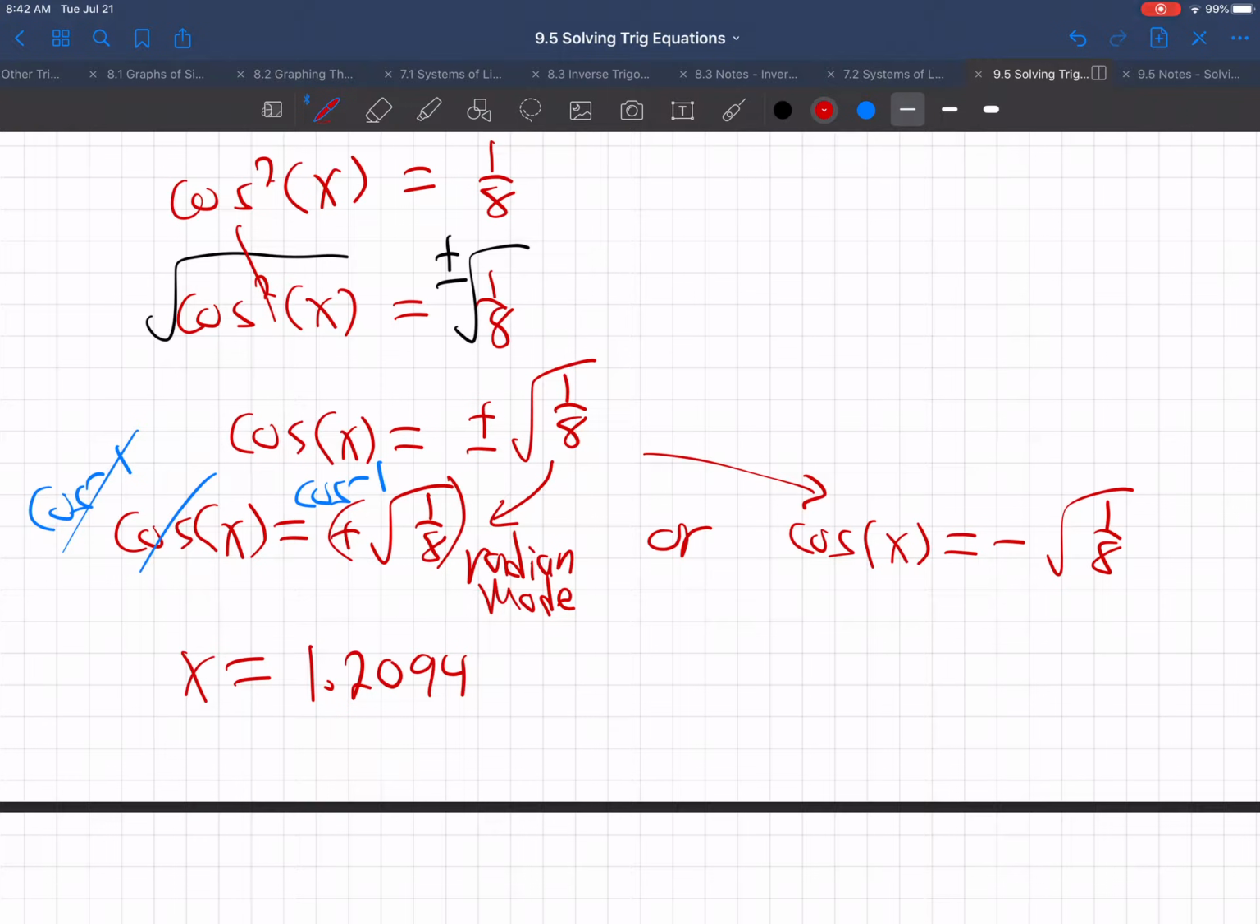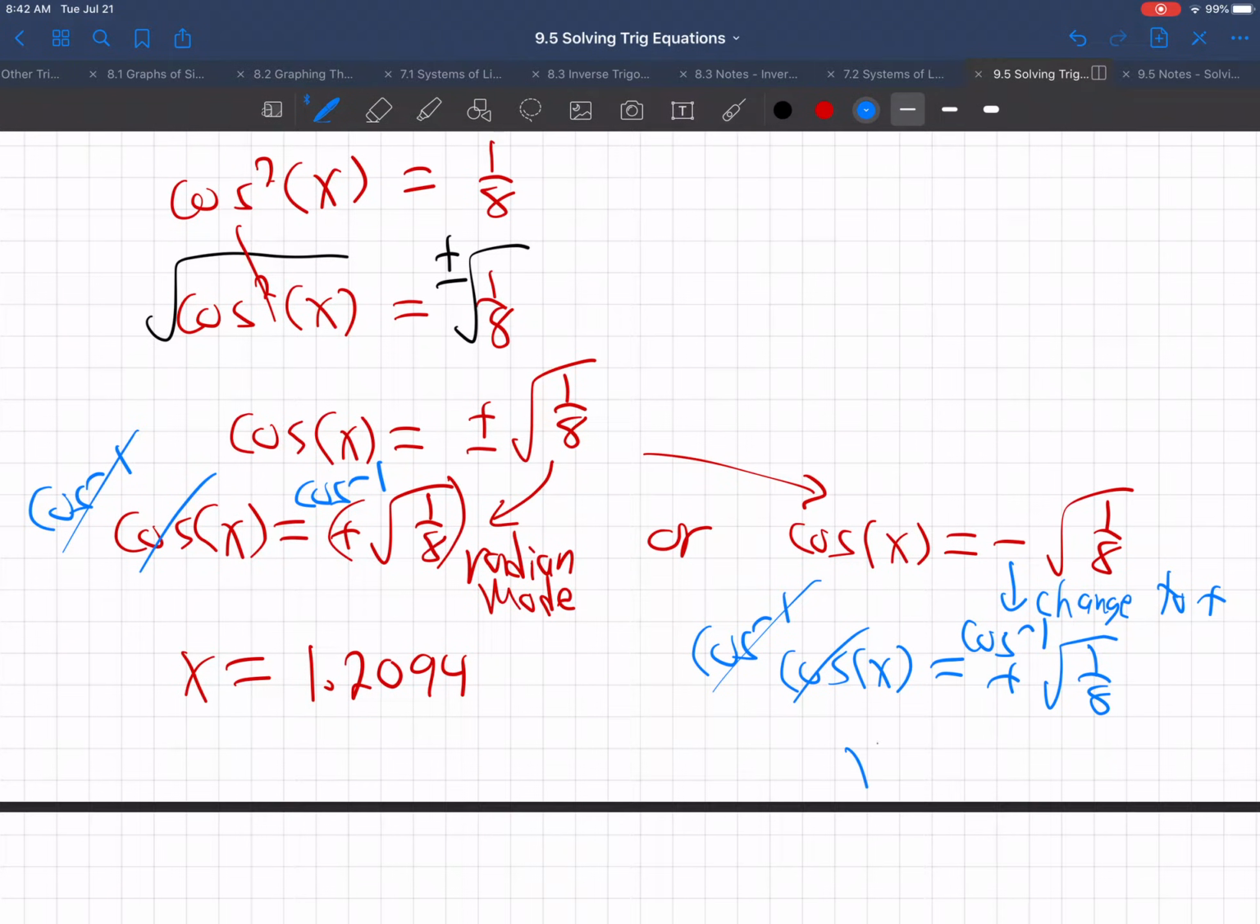Okay, so 1.2094. Now, over here, same thing, but we're supposed to change to positive. So this one's going to become positive, like that. And then again, we do cosine inverse, and these cancel. And cosine inverse, well, we just did that. It's going to be the same number, 1.2094. So this is weird. They come out the same at first. Right, they do at first.